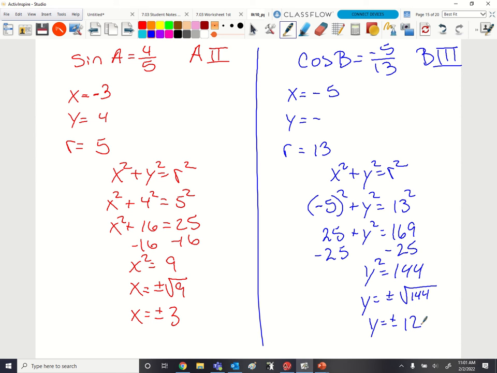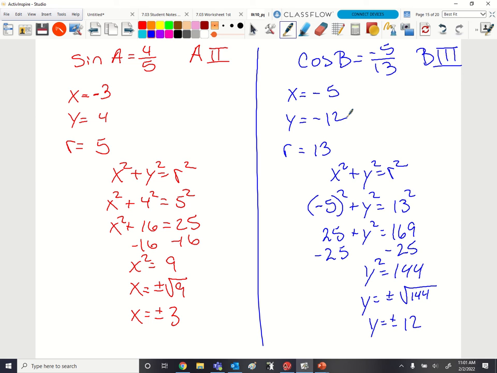But because at the top when we set it up, we said b is in quadrant 3, and the y value in quadrant 3 is going to be negative. So that's a negative 12. Now, these are all the values you're going to need for solving all these problems. So everything else from here is just plugging in values.